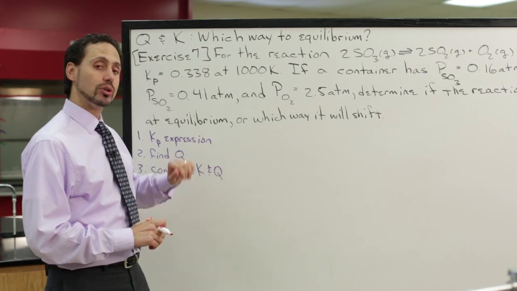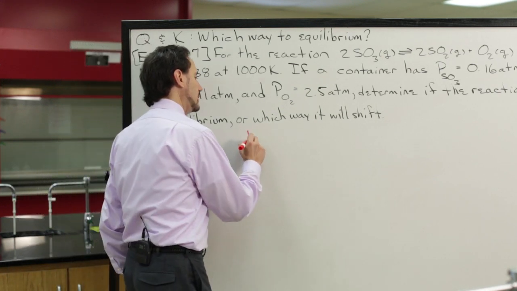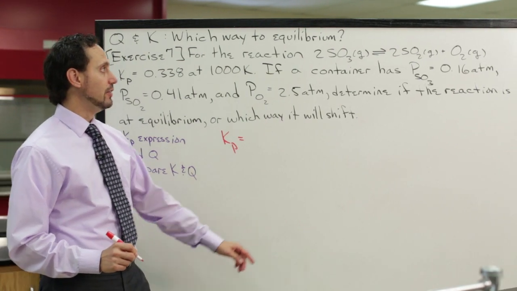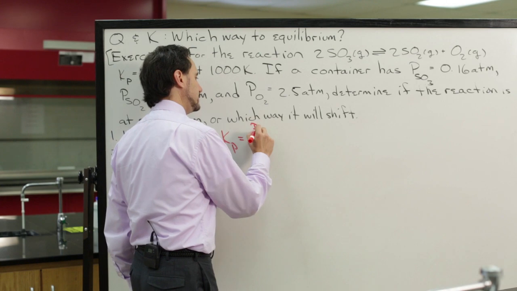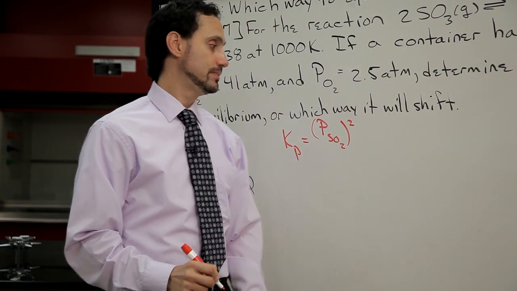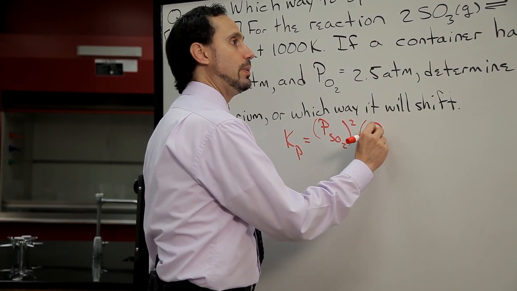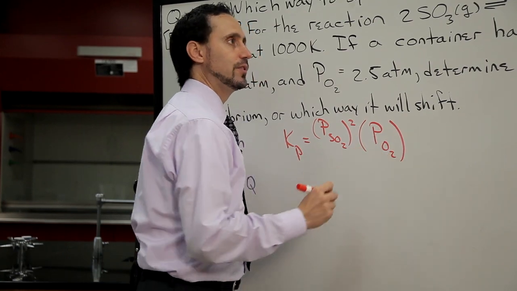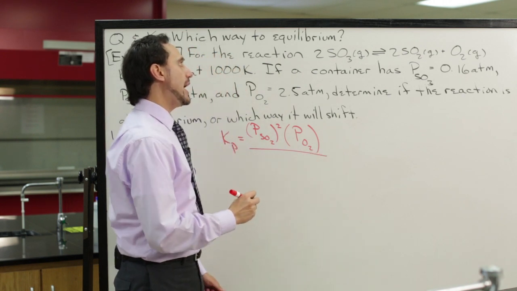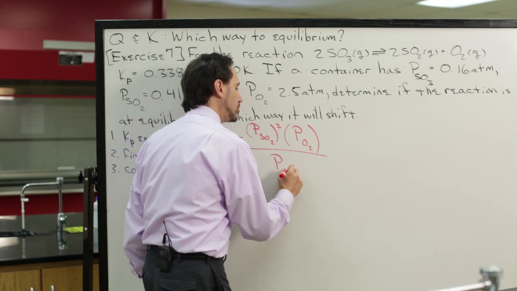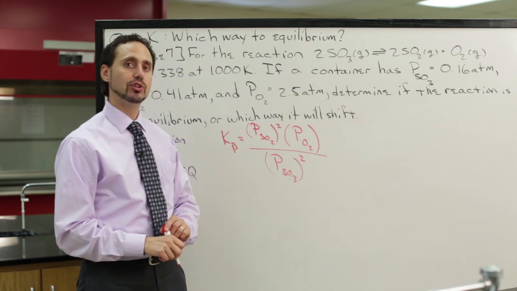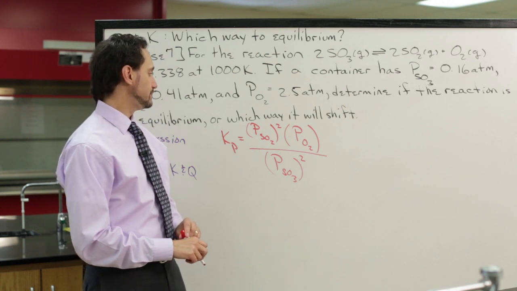First, let's write the equilibrium constant expression. In this case, Kp is going to equal the pressure of the SO2 gas raised to the second power, because we have that coefficient of 2, multiplied by the partial pressure of the oxygen gas raised to the first power, because it has a coefficient of 1. In the denominator, we'll have the partial pressure of SO3 gas, again raised to the second power, because we have the coefficient of 2 in the equilibrium equation.